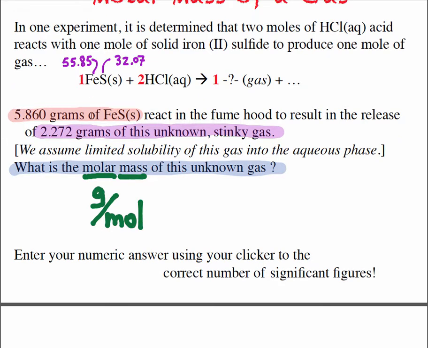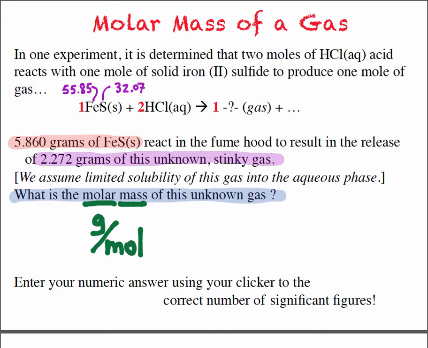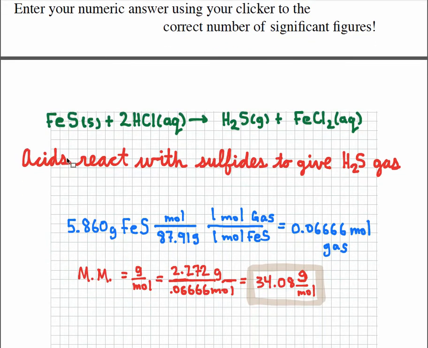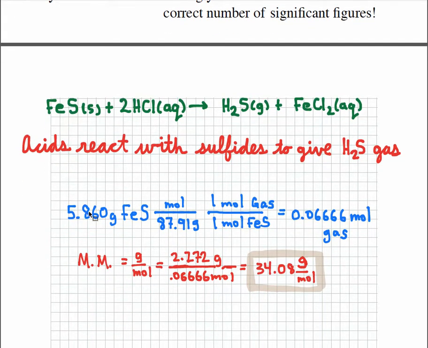Well, let's do it this way. We change grams of iron sulfide to moles of iron sulfide, then compare moles of iron sulfide to moles of unknown gas, and that's a 1-to-1 ratio. Then if I know the grams of unknown gas, I can pretty simply find the molar mass of the unknown stinky gas. So 5.68 grams of iron sulfide changes to moles of iron sulfide. It's a 1-to-1 ratio of the stinky gas to the iron sulfide. So this one divided by this one gives me 0.067-ish moles of stinky gas.